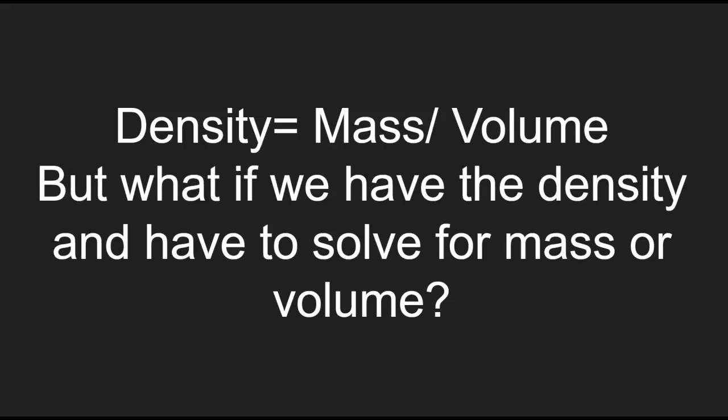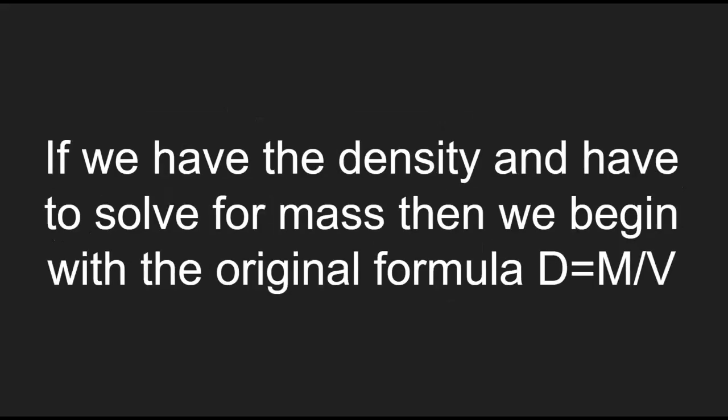And if I were you, I would scroll down to the end of my assignment and take some notes. So if density equals mass divided by volume, what if we have the density and have to solve for the mass or volume? So essentially we have to solve for another unknown, another variable. So we have the density and we have to solve for the mass. We would begin with the original formula of density equals mass divided by volume.